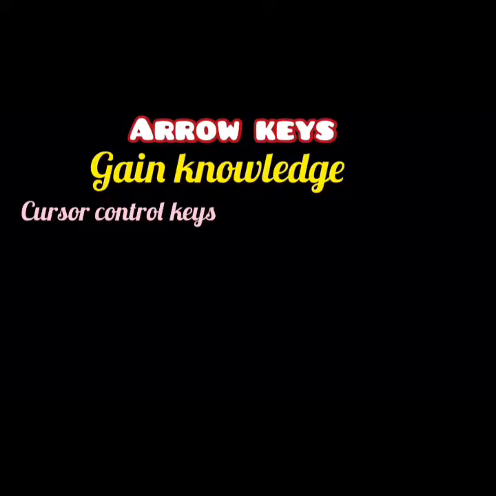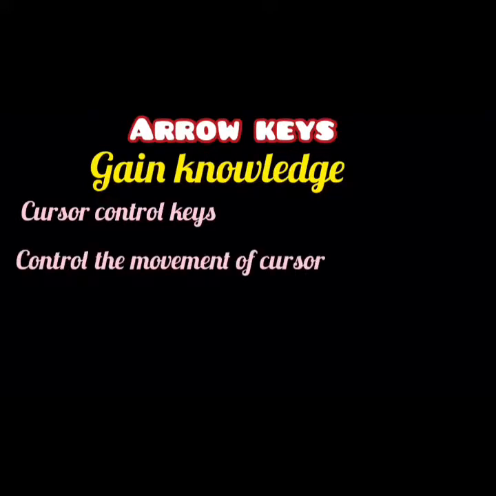Next is the gain knowledge part. The other name of the arrow key is cursor control key. Why? Because they control the movement of the cursor. For example, they control where the cursor needs to move, up, down, left or right, using the arrow keys. So it is otherwise called cursor control keys.